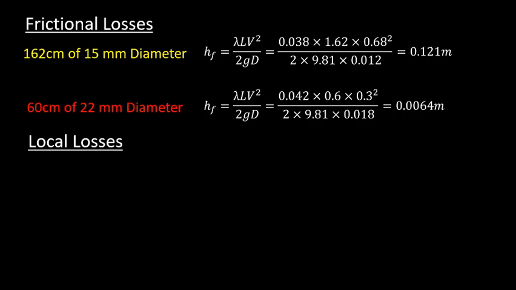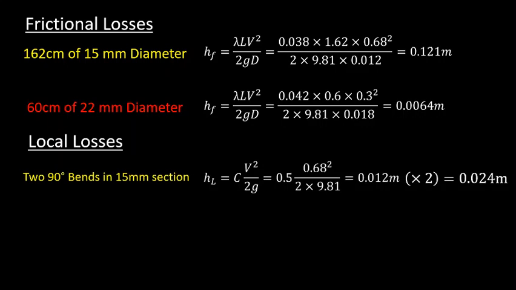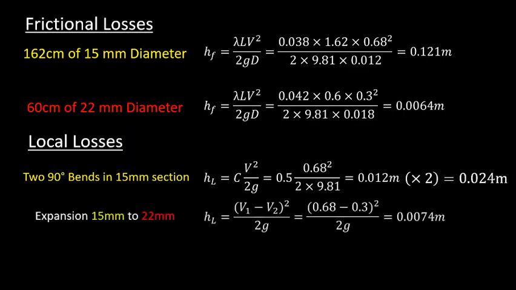Now that we have our frictional losses, we also have two types of local losses due to the changes in geometry. Firstly, there were two 90-degree bends in the 15 mil section. Again, the 0.5 value for our C for a 90-degree bend is an approximation. And then there was a local loss due to the expansion where the two different pipe diameters met. It's worth noting how much larger the head losses caused by friction are than from local losses. This is why these two are commonly referred to as major and minor losses respectively.